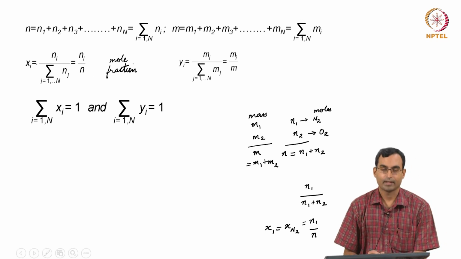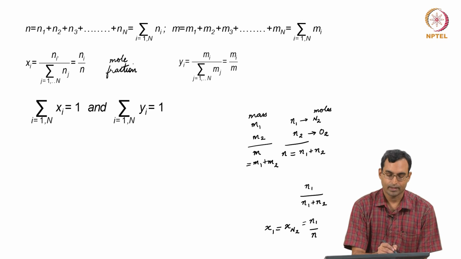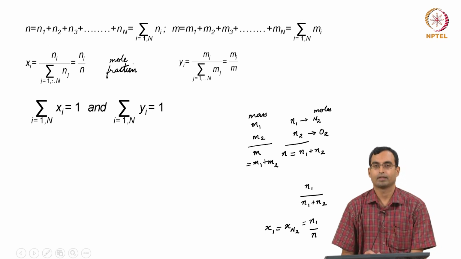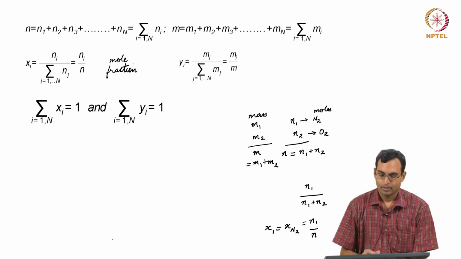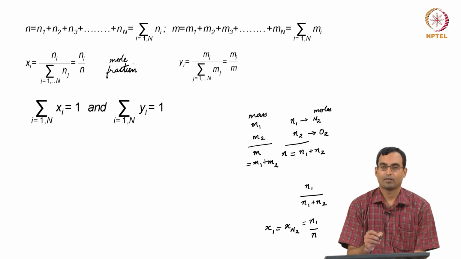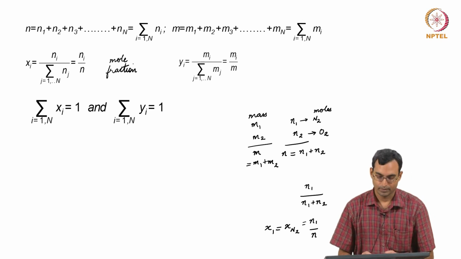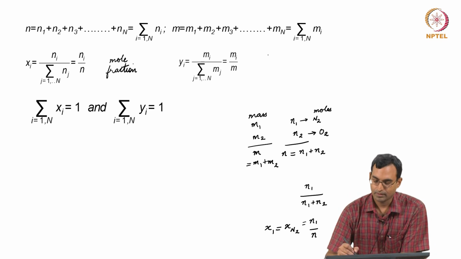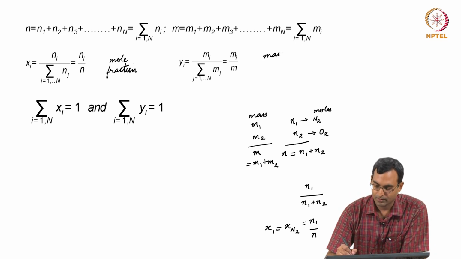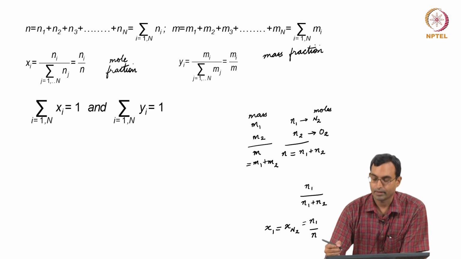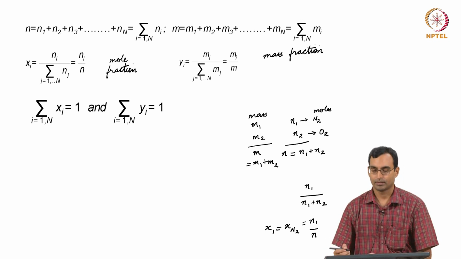So, the mole fraction of the ith species is the number of moles of the ith species divided by the total number of moles in the mixture. This tells us how many moles there are of that species compared to the total number of moles. In a similar fashion, we can also define what is called a mass fraction, which tells us the mass of a particular species compared to the total mass of the mixture.